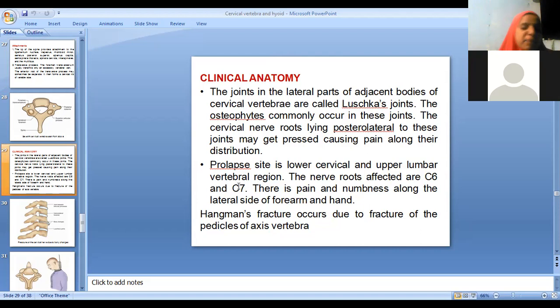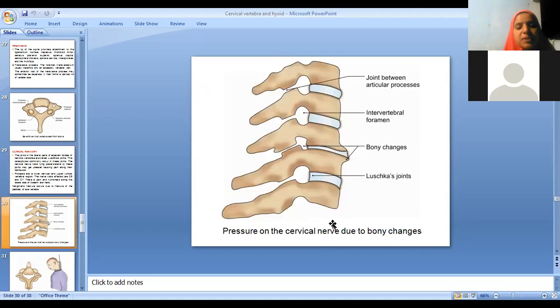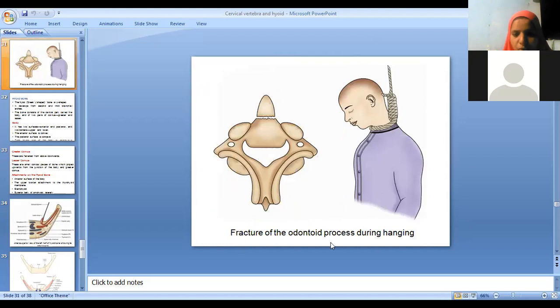In between vertebrae, we usually have intervertebral discs. Sometimes the disc may prolapse. Sometimes there may be a fracture also through the pedicles of the axis vertebra. So this is an intervertebral disc which may herniate like this. The joint between this is Luschka's joint. Fracture of the odontoid process we generally see during hanging.